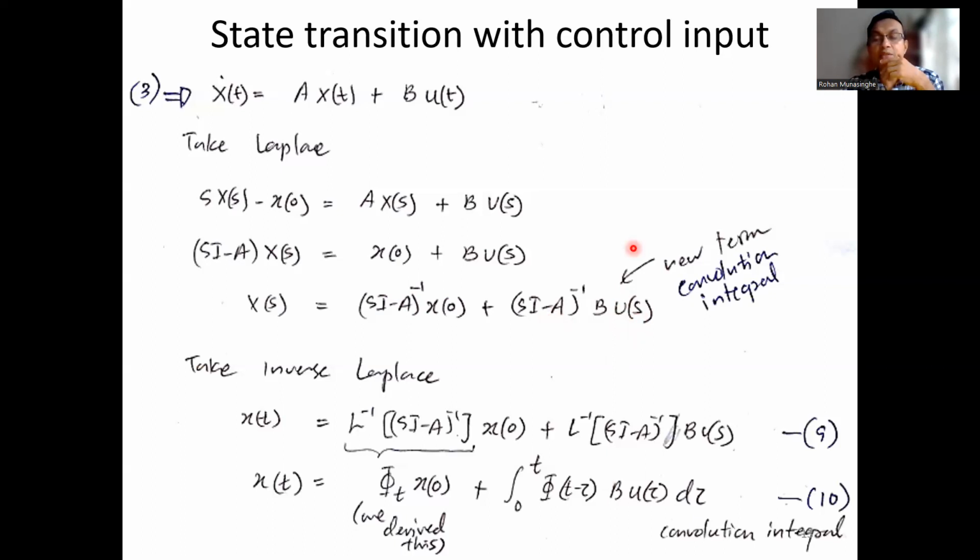Oh, yeah, there's some activity in the chat that says why we analyze it without control input in the first place if that is practically not available.